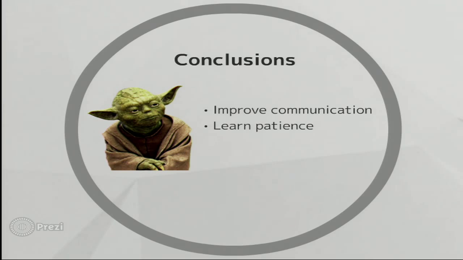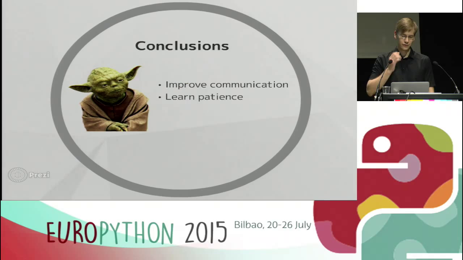Okay, and the conclusions. I gave you examples of the problems which we had in our project. In your project, some of them may apply. I wrote down on this slide the most important things for me, and one of them is communication. It fits many cases, because communication is the most important part of the software development process, and it's about people.